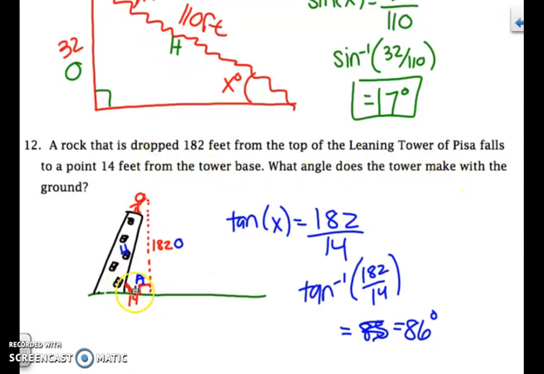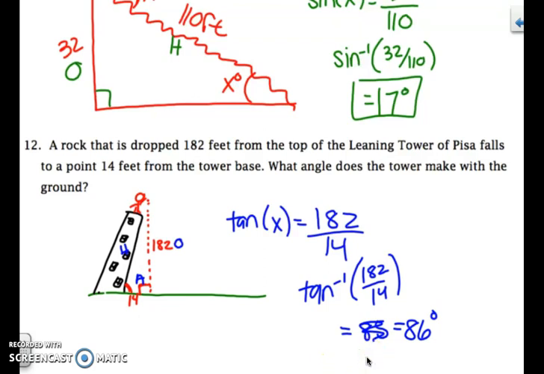So I was looking for what angle this tower made right here. I had opposite and adjacent, so I used tan. The inverse tan gave me 86 degrees, which kind of makes sense. So that Leaning Tower of Pisa is off by 4 degrees, which is interesting.